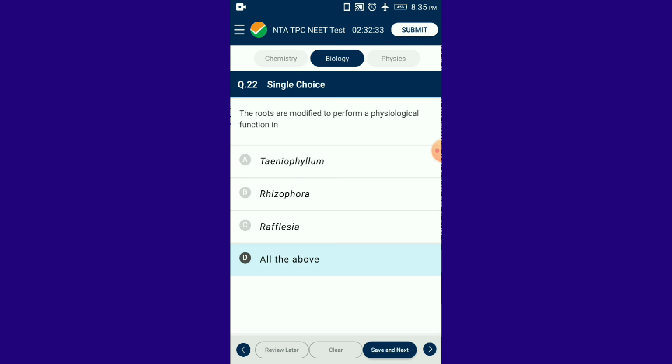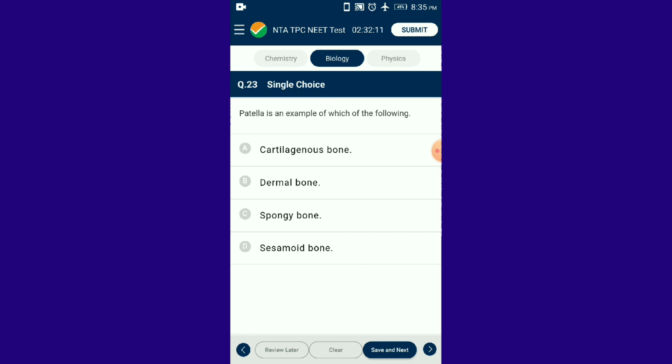The roots are modified to perform a physiological function in Taeniophyllum, Rhizophora, Rafflesia, all of the above. Question number 23. Patella is an example of which of the following? Sesamoid bones. These bones are formed as a result of the ossification of tendons at the joints. An example of such a bone is the patella, which is the largest sesamoid bone, and the pisiform, that means the wrist bone of man. So the answer is option D, sesamoid bone.